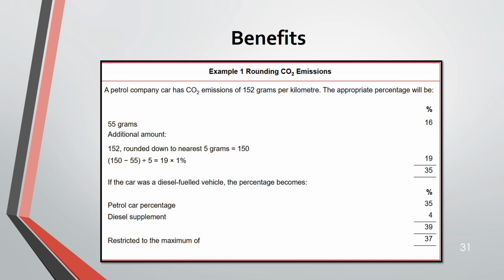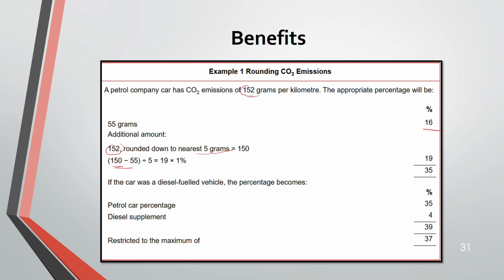Okay, this is how it works. Example 1 will help you. See, at 55 it is 16, right? If it's more than 55, let's say 152, you deduct 55 from 150. First you have to round down. They will always give you a figure which is not divisible by 5. You have to round down to the nearest 5 grams. So it's 150, so that you get a whole number. The main idea is they want you to get a whole percentage, not a decimal. That's why I have to round down.